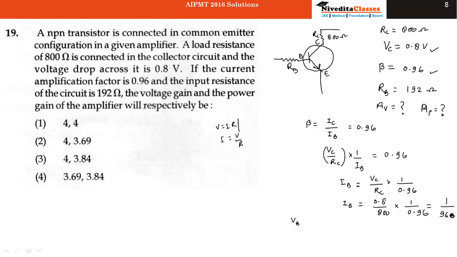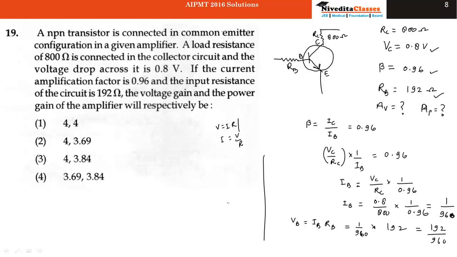VB is equal to IB RB, we know RB is 192, RB is given 192 and base current is 1 upon 960. That will be equal to 192 upon 960. Now what we have to find?